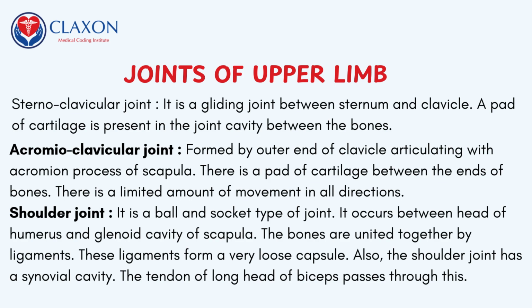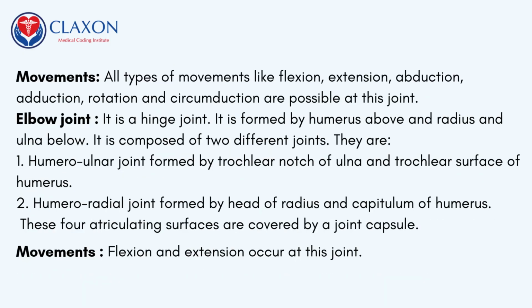Shoulder joint, it is a ball and socket type of joint. It occurs between head of humerus and glenoid cavity of scapula. The bones are united together by ligaments. These ligaments form a very loose capsule. Also, the shoulder joint has a synovial cavity. The tendon of long head of biceps passes through this. Movements: all types of movements like flexion, extension, abduction, adduction, rotation, and circumduction are possible at this joint.